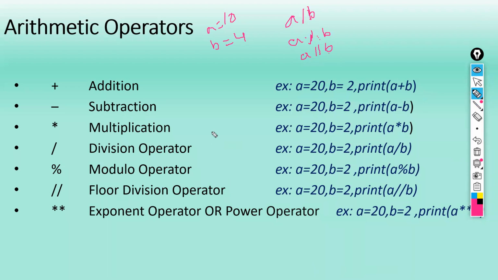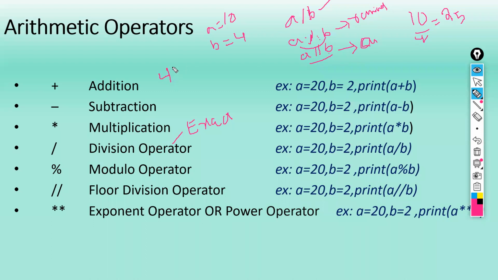Okay, let me explain. A by B gives the exact, accurate value with the decimal also. Exact value means 10 by 4 equals 2.5. This is for A by B. What is A modulo B and A floor division B? Already I have given one example. The modulo operator B gives the remainder, and A floor division B gives the quotient.